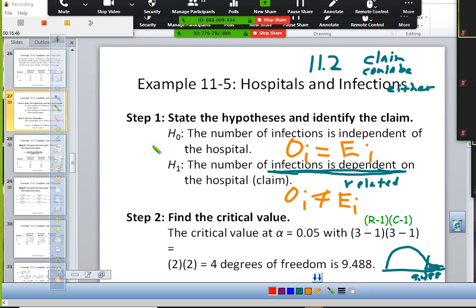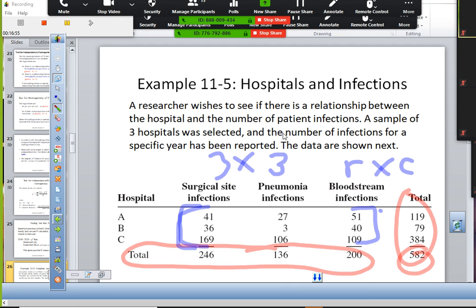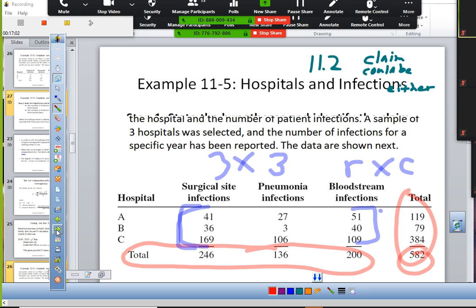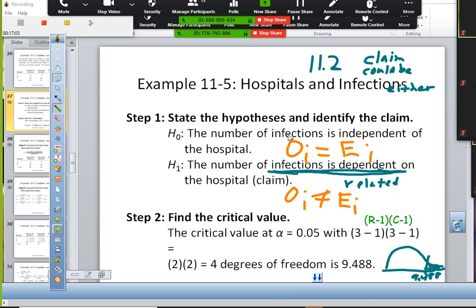If you read through the problem, it talks about independence, if there's a relationship, right? So it's going to be more specific on your homework. And it's going to say the number of infections is independent, no relationship, of the hospital. So independent means there is not a relationship.